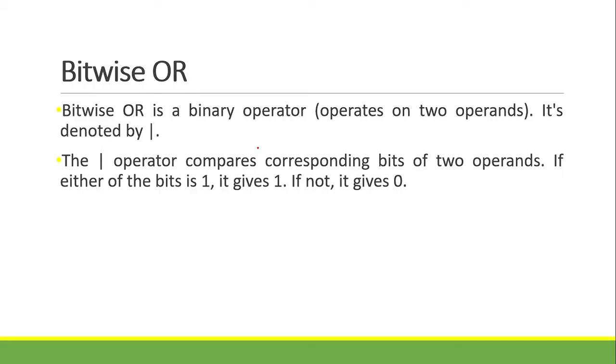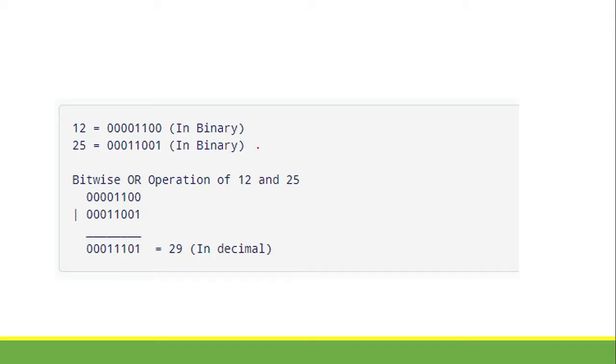Okay, let's proceed sa bitwise OR. Bitwise OR is a binary operator, operates in two operands. It's denoted by a pipe sign. So, the bitwise OR compares corresponding bits of two operands. If either of the bits is 1, it gives 1. If not, it gives 0. Ibig sabihin, if either of the bits is 1, kapag ang isa sa bits ay 1, it gives 1. Kapag naman hindi, it gives 0. So, kapag may nakita siyang 1, 1 agad yung magiging sagot niya.